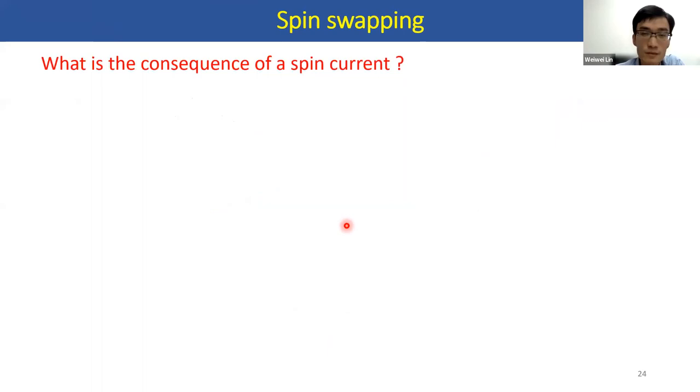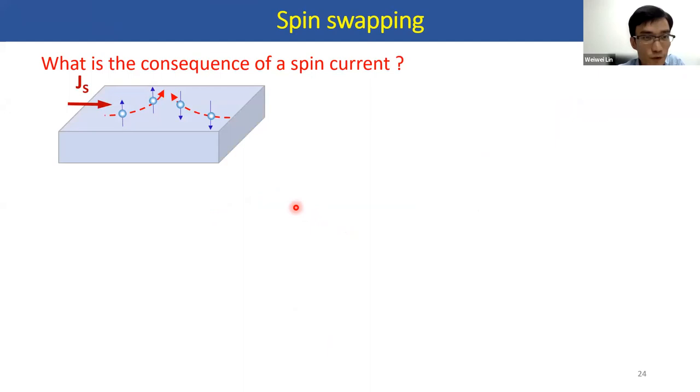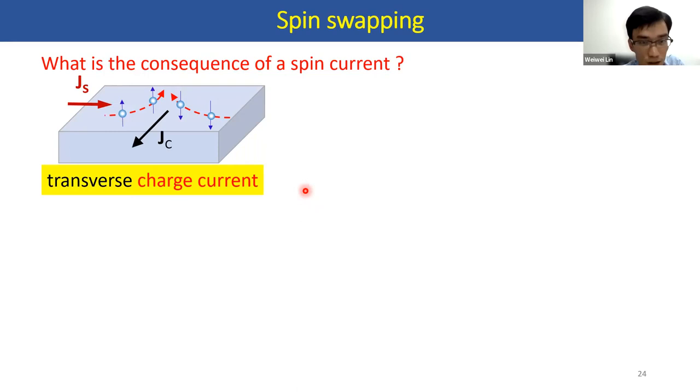We already know a spin current will induce a charge current. The spin up and the spin down will move towards the same side. This leads to a transverse charge current. This is already known. It's the inverse spin Hall effect.